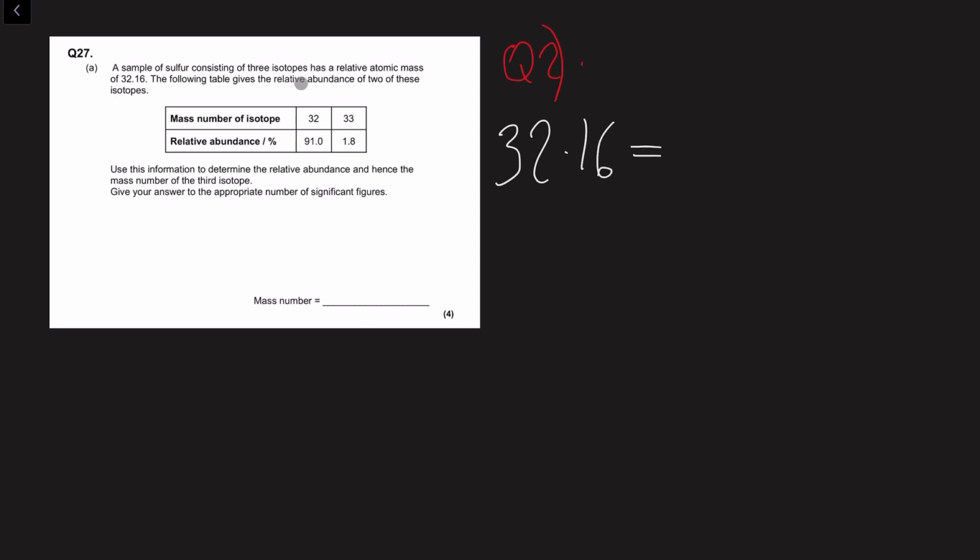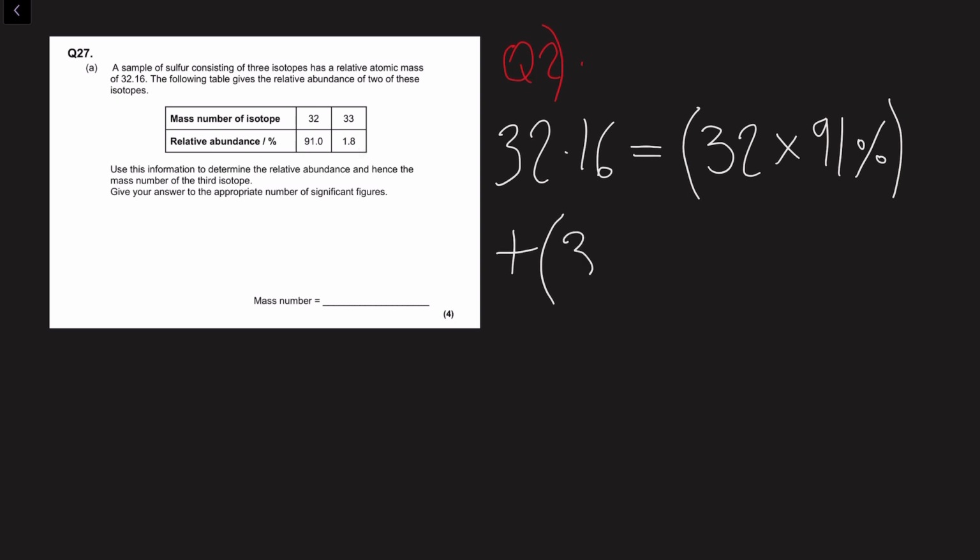atomic mass is we multiply the relative abundance. So we multiply the mass number, or the m/z, or the mass per charge ratio, by the relative abundance, and we add them all up to get the relative atomic mass. That's how we calculate relative atomic mass. Multiply mass number and abundance, add them all together, that gives you your answer. So this is equal to 32 times 91%. And then we add this on to 33 times 1.8%.